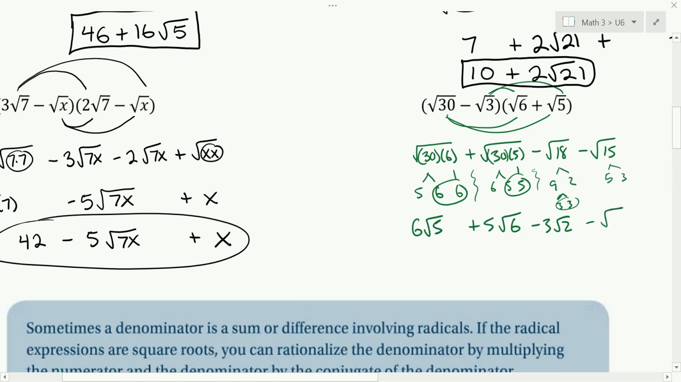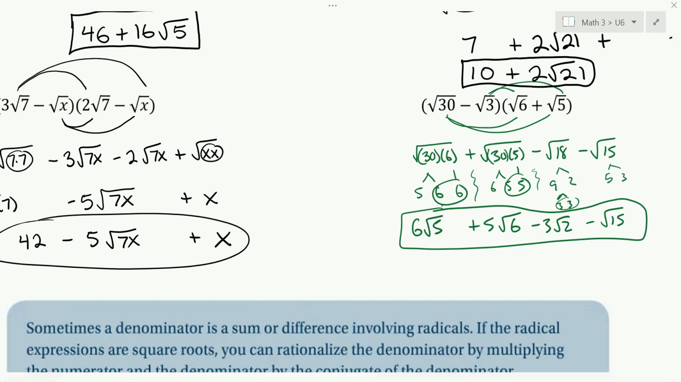Can't do anything with that one. Okay, now what? Can't do anything? That's where you stop. That's good, because that's where I would stop too. Okay, good job. Okay, so that's what our answer looks like. We can't simplify this any further because you can't take the square root of anything else, and none of the square roots match.